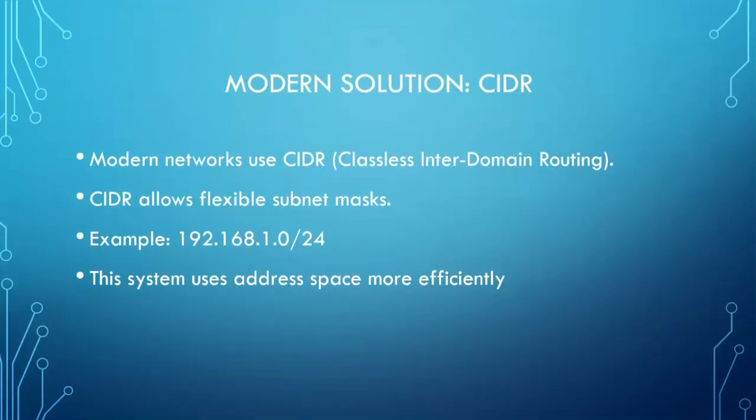A modern solution to this problem is CIDR. To solve these problems, networking moved to a system called CIDR, which stands for Classless Inter-Domain Routing. CIDR allows networks to be divided into much more flexible sizes. Instead of fixed classes, CIDR uses slash notation, such as 192.168.1.0/24. This allows network administrators to allocate address space much more efficiently and avoid wasting large blocks of addresses. This is where you start seeing subnets.